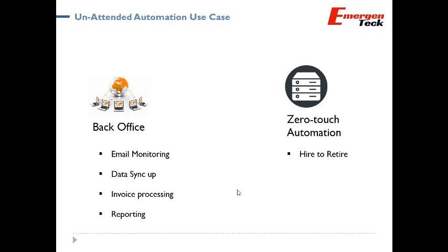Now let's understand zero touch automation. Hire to retire is an HR use case where we can build an automation pipeline where everything will happen automatically without any human intervention. Procure to pay is a good candidate where we can apply an unattended bot, as is order to receive, and last but not the least, in supply chain management, inventory management is a good candidate for an unattended bot.